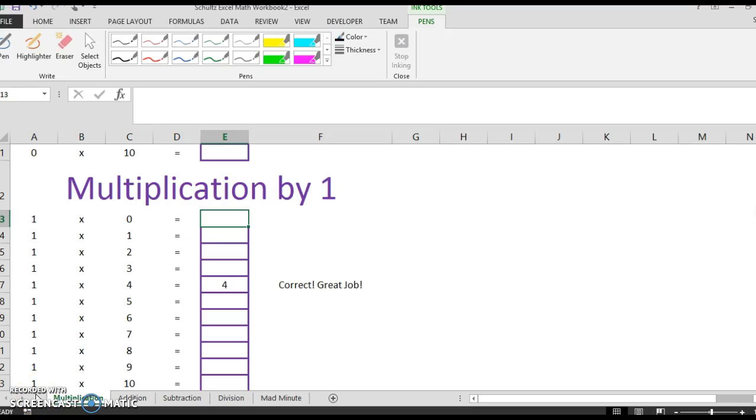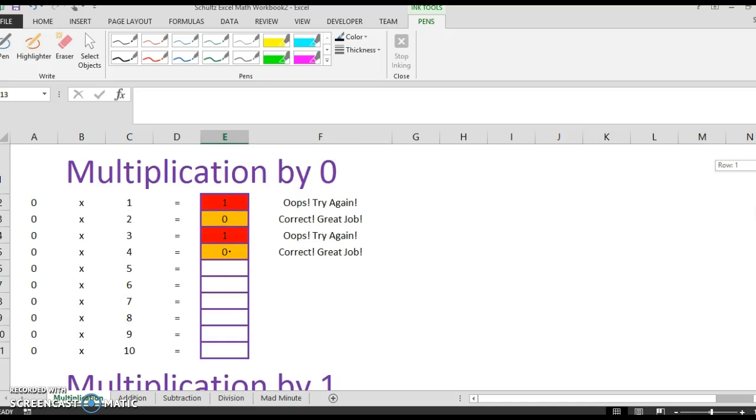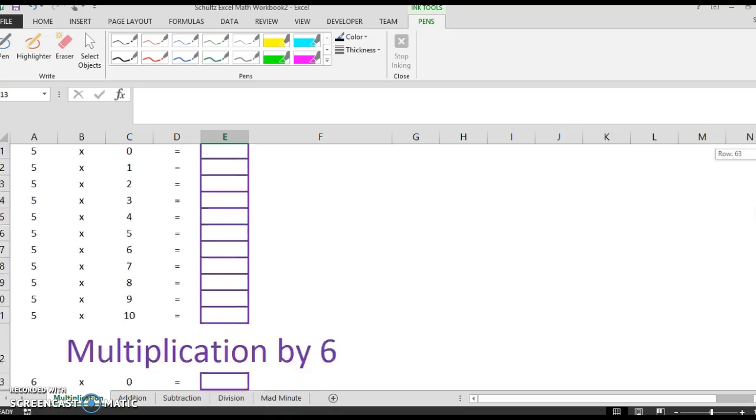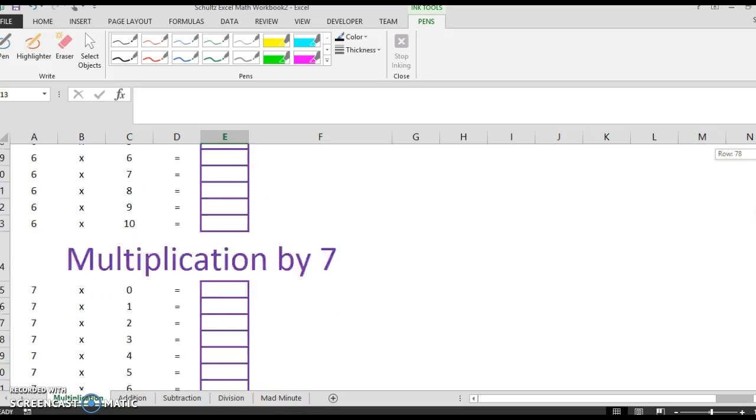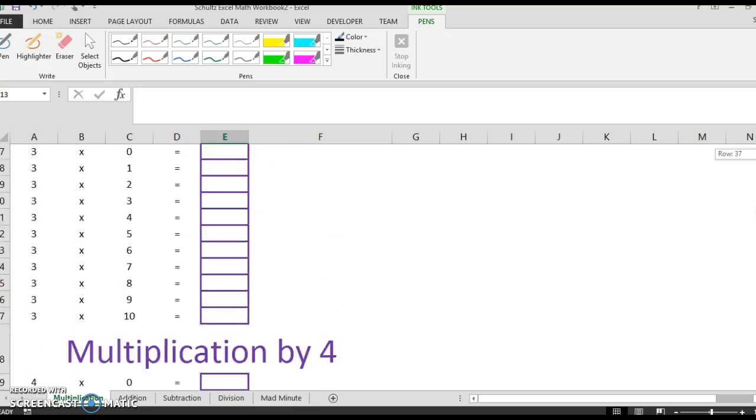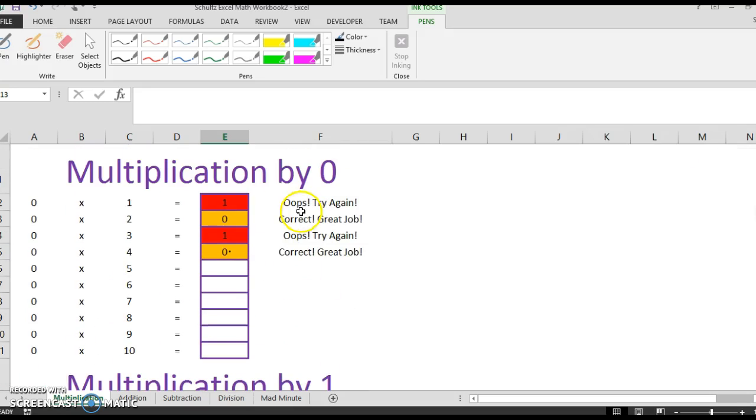We are going to have a little math lesson today in Excel. So I created this document and I have multiplication, addition, subtraction, division, and then a math minute, just a little test. We're going to talk about multiplication first though. Multiplication, I divided it up from zeros all the way down to multiplying by tens, just using the facts 0 to 10.